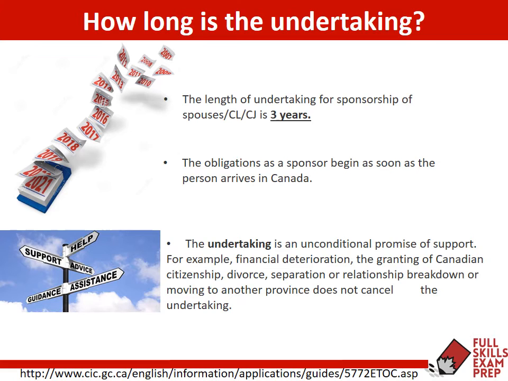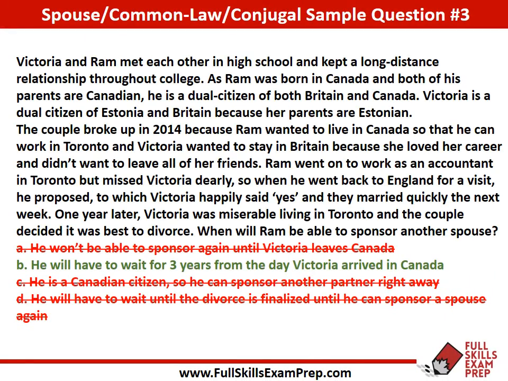Okay, the final point here, I think, really comes into play in this question, which is that the undertaking is an unconditional promise of support. In this case, the couple divorced. Now that doesn't cancel the undertaking. Even if they moved, if they lost their jobs or anything like that, it doesn't cancel the undertaking. So we can see that B is correct. And if you had a good knowledge of that sponsorship restriction bar, you would have hopefully gotten this correct right away.